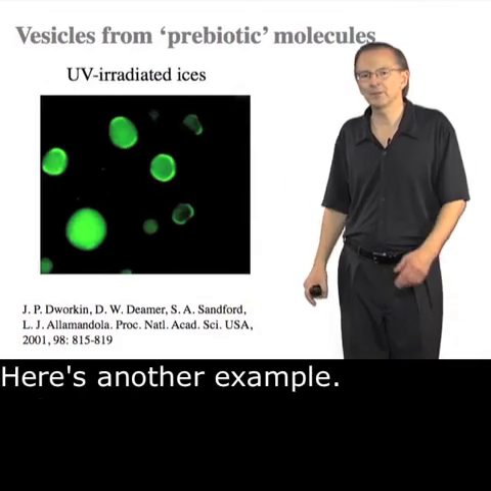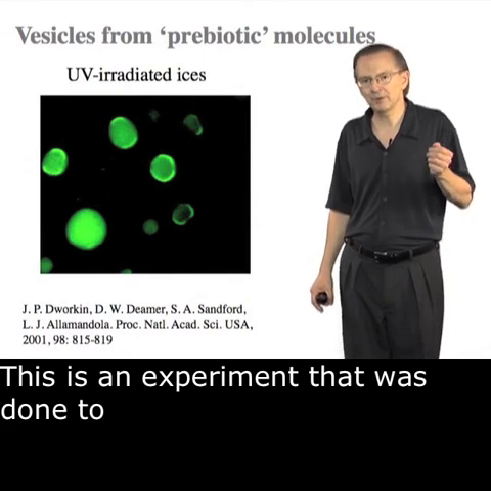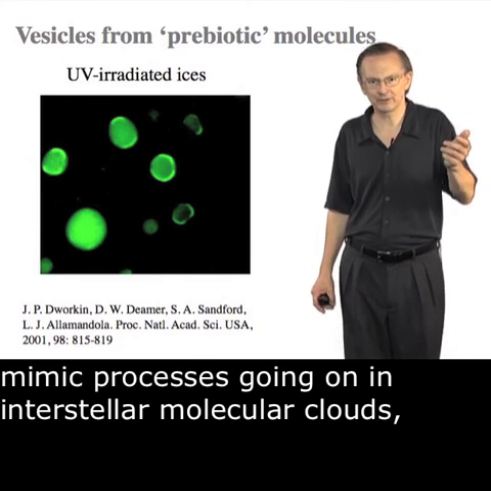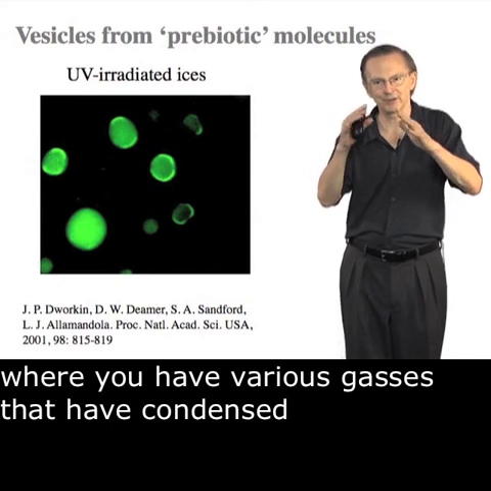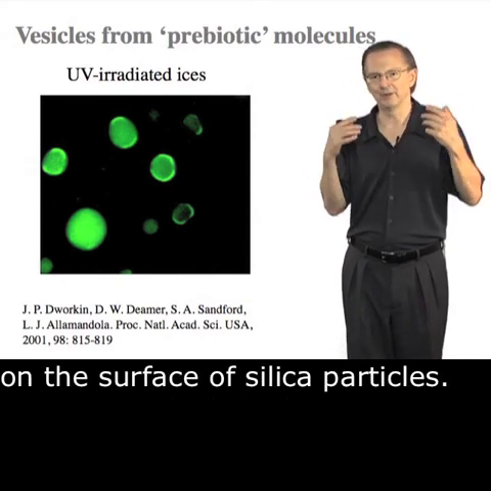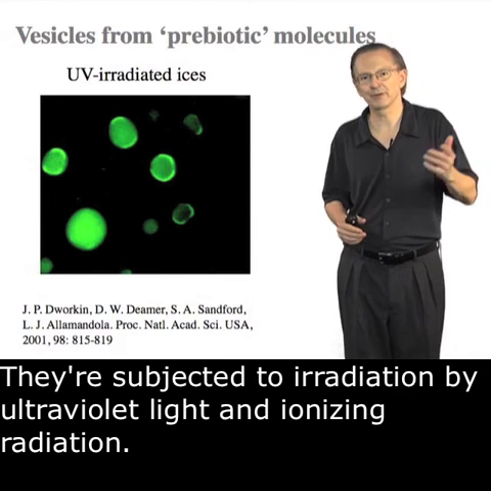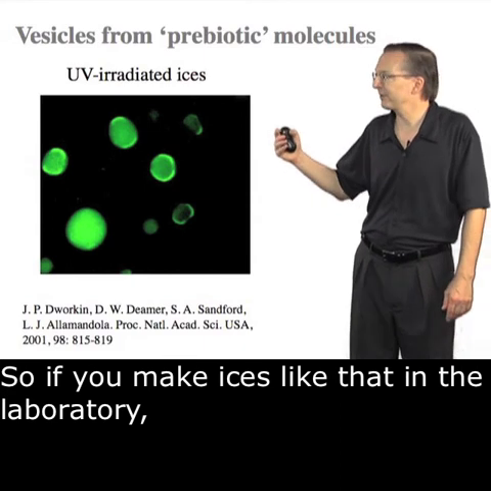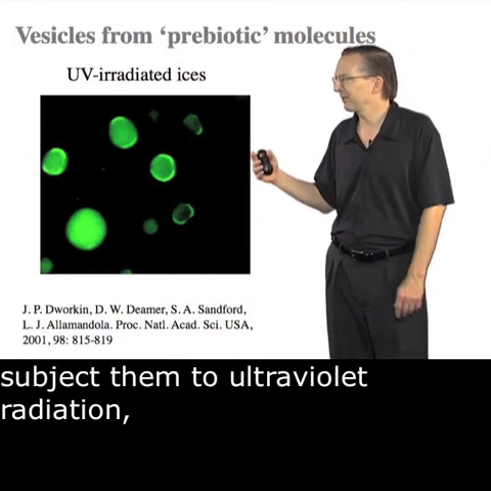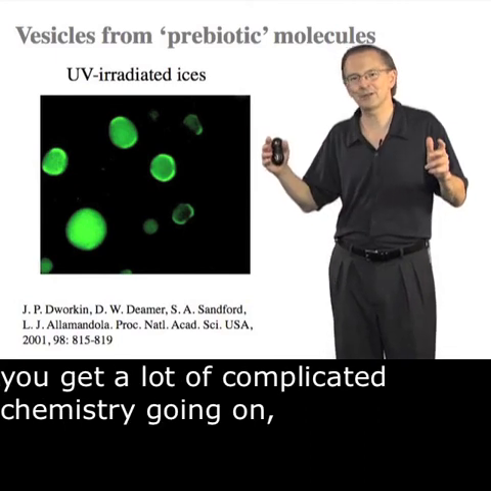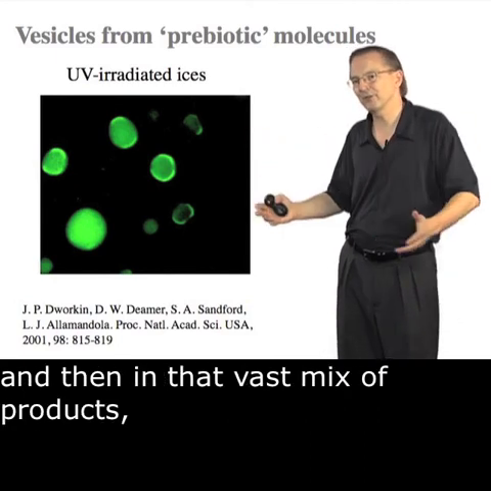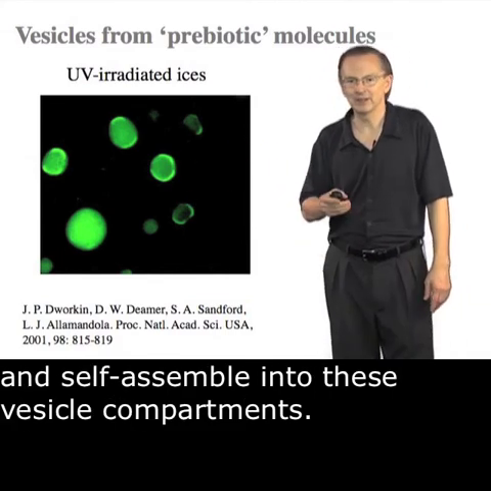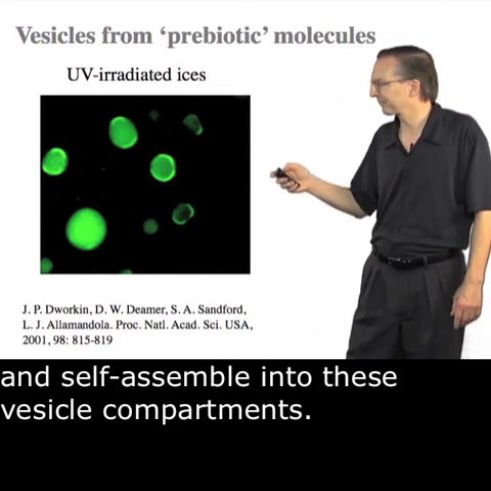Here's another example. This is an experiment that was done to mimic processes going on in interstellar molecular clouds, where you have various gases that have condensed on the surface of silica particles. They're subjected to irradiation by ultraviolet light and ionizing radiation. So if you make ices like that in the laboratory, subject them to ultraviolet radiation, you get a lot of complicated chemistry going on. And then in that vast mix of products, you can extract molecules which again will form membranes and self-assemble into these vesicle compartments.